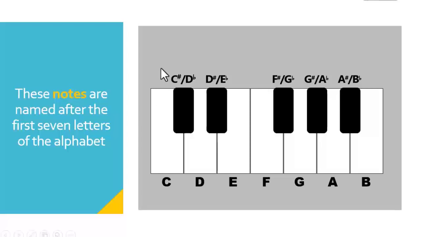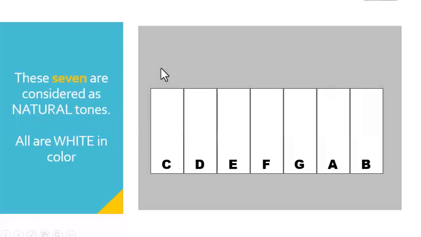Why are there 7? The reason is that the white notes are considered natural tones. The notes C, D, E, F, G, A, and B are all considered natural keys.